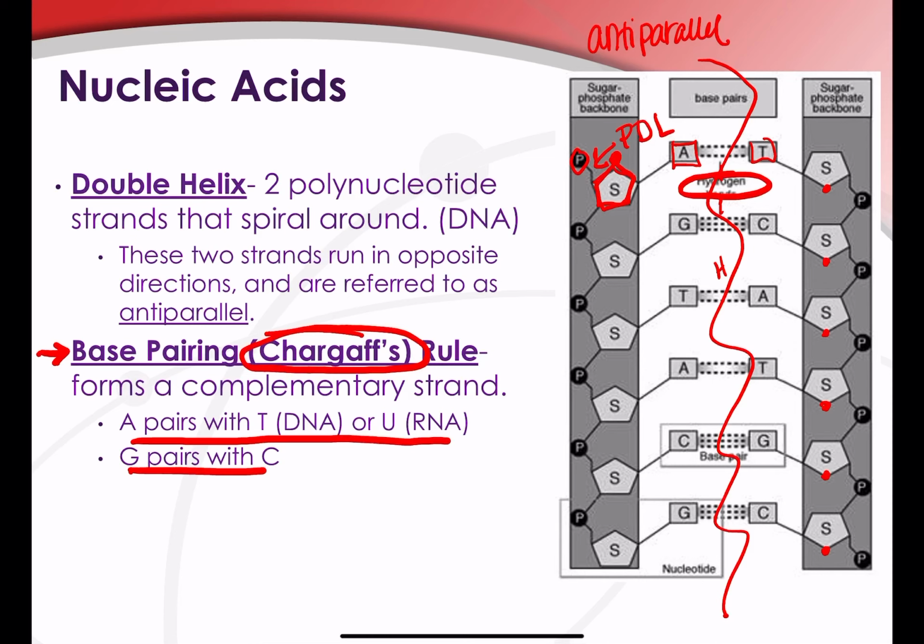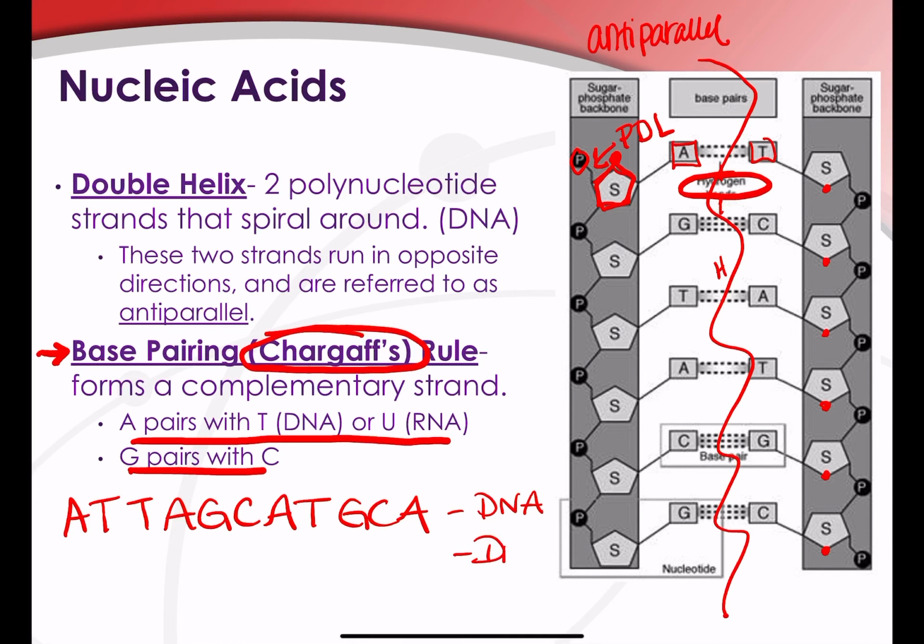Chargaff's rule tells us that A pairs with T and G pairs with C. Okay, in DNA, A pairs with T and G pairs with C. In RNA, A pairs with U. So if I give you a sample sequence of DNA, you should be able to write the other half of the helix, the other side of the DNA, or the RNA that it would make if it was being copied into RNA to be able to make a protein. So let's just do that here quickly.